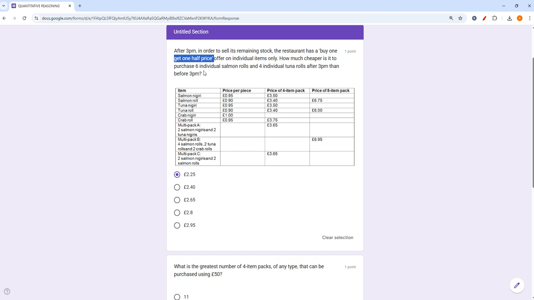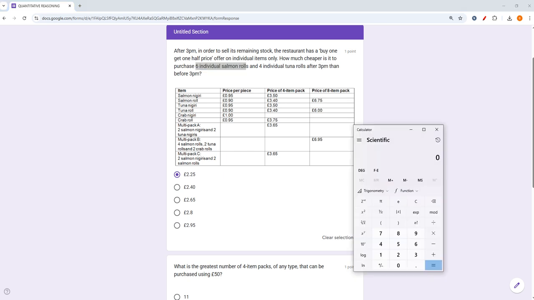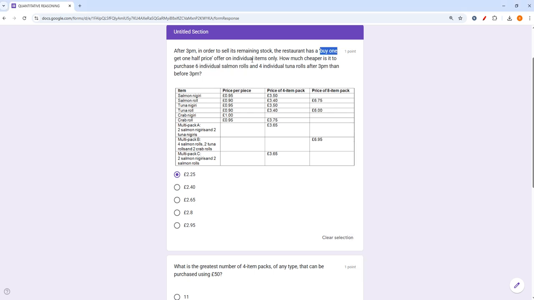Alternatively, you could have done the long way, which is 6 individual salmon rolls. 0.9 times 6 is 5.4. Tuna roll is 4 of them. 5.4 plus 0.9 times 4, which is 3.6. 5.4 plus 3.6 is 9. Saving of 25%. Got it. 2.25, always. Whenever it says buy one get one half price, the saving is always 25%.